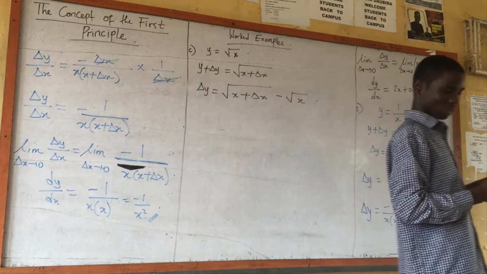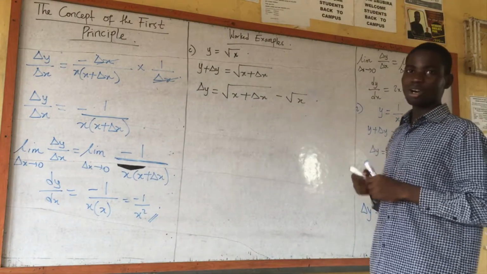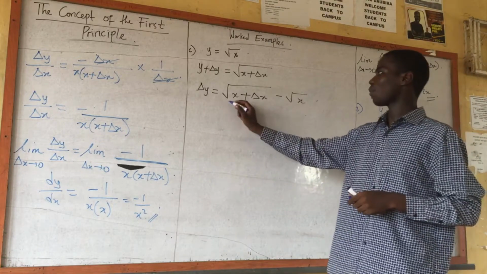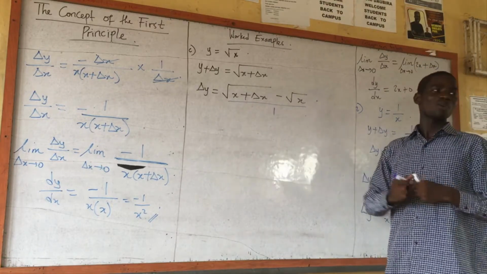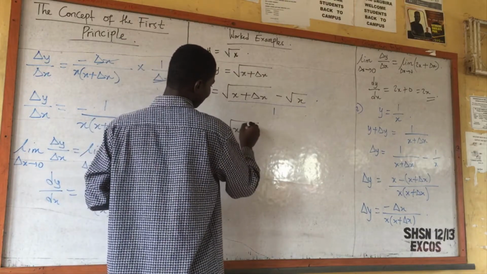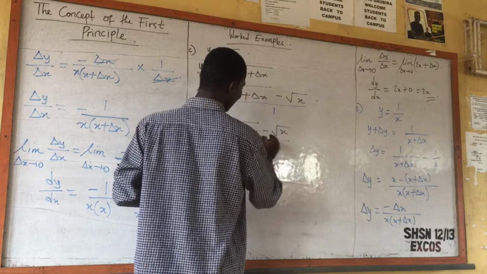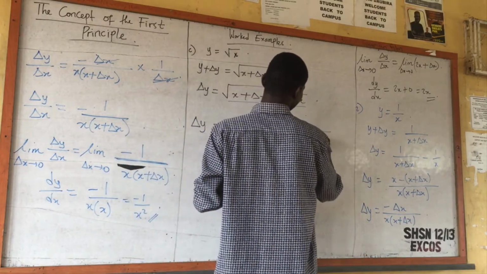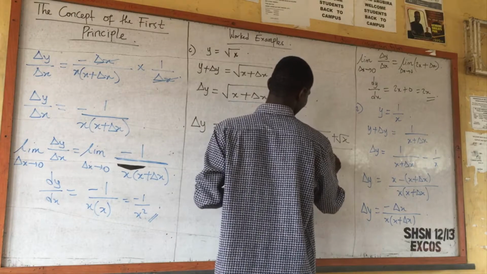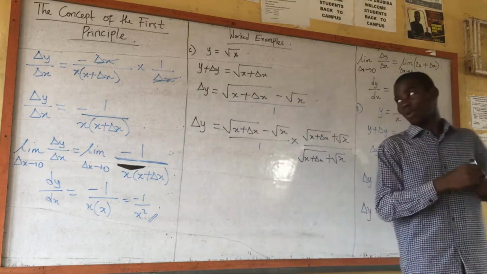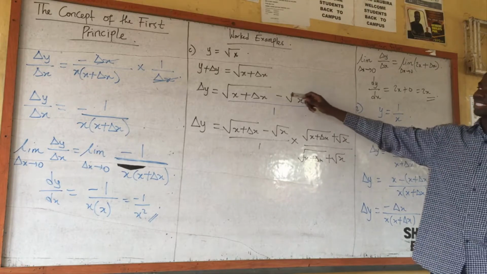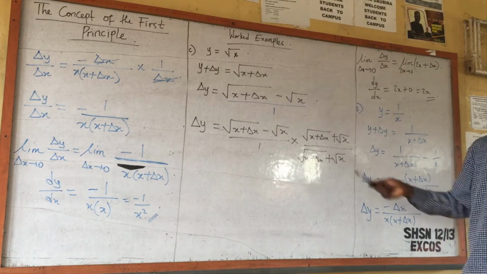So what do we do from there? From here, we should rationalize the numerator. All this is over 1. Rationalize the numerator by taking the conjugate. So I rationalize: the square root of s plus delta s minus root s all over 1, multiplied by the square root of s plus delta s plus root s, everything over the square root of s plus delta s plus root s. We take the conjugate of the numerator and rationalize the numerator, so that I will obtain this.